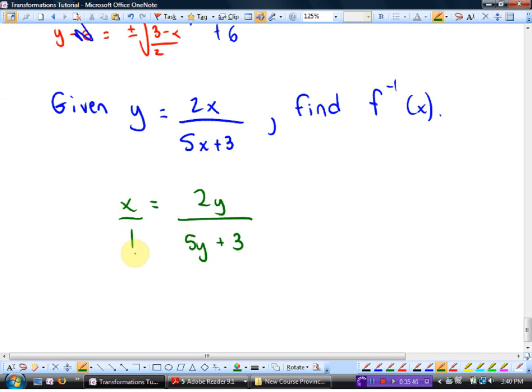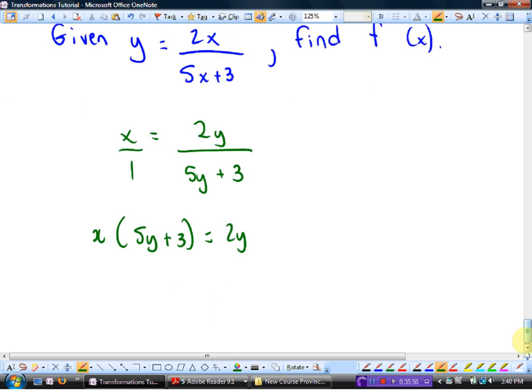Cross multiply. That is one fraction equals one fraction. This is really x bracket 5y plus 3 equals 2y. And now I'm going to get rid of the brackets. I'll get 5xy plus 3x equals 2y. Now what?